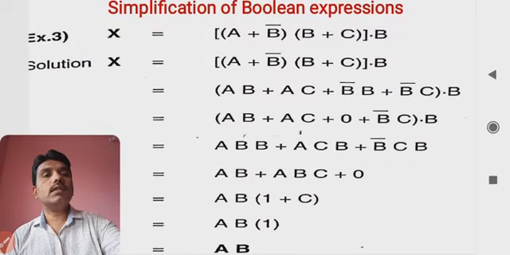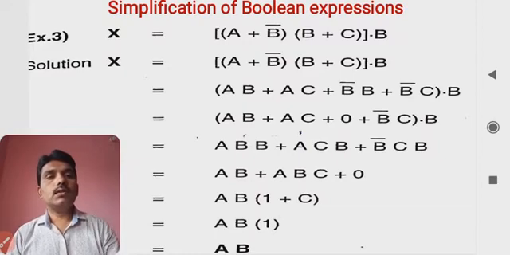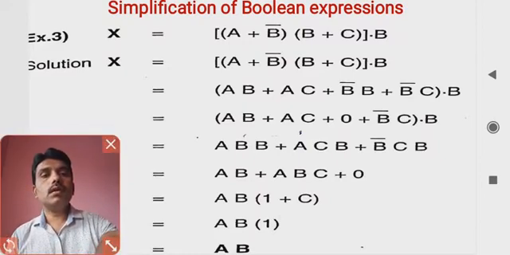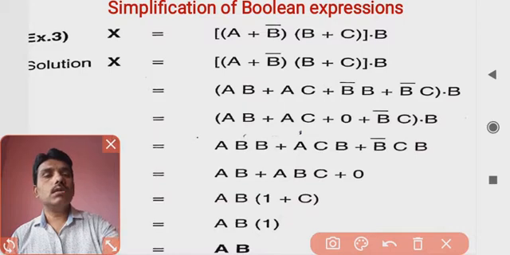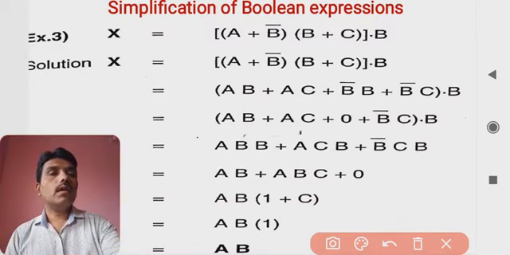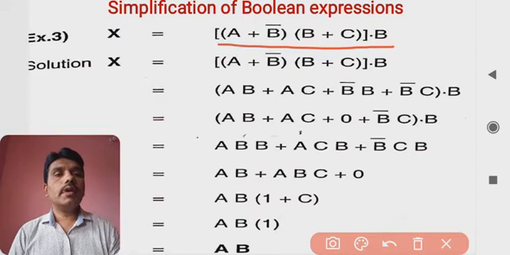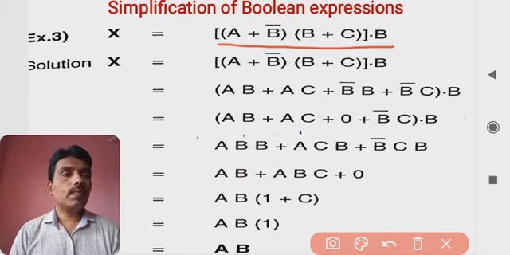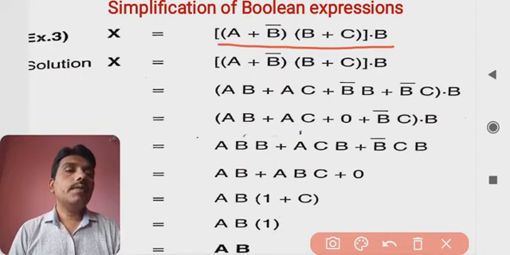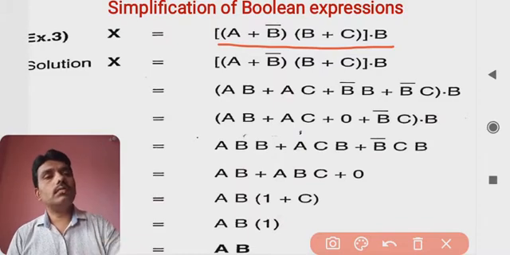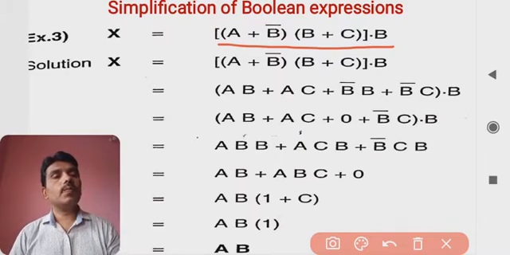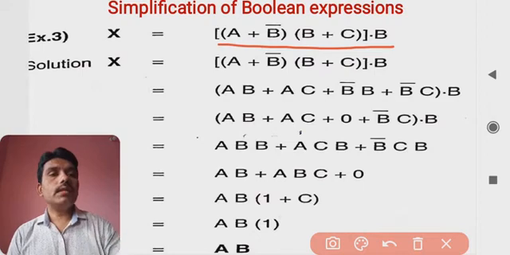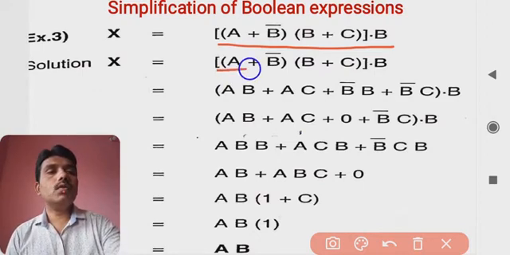Now here is another example, and that is again: (A or B complement) and (B or C) and B, for the whole bracket, it is and B is to be there. So to simplify this case, it is always better to solve first whatever is in the bracket.